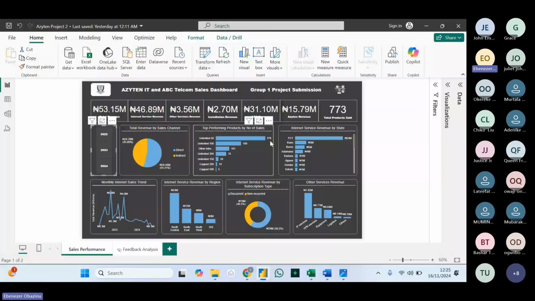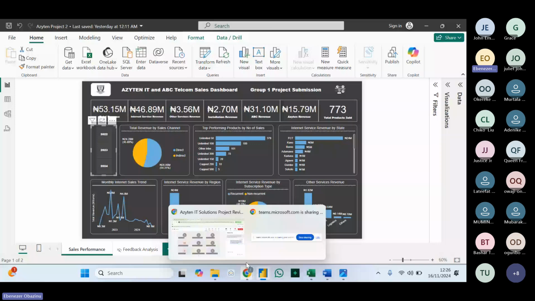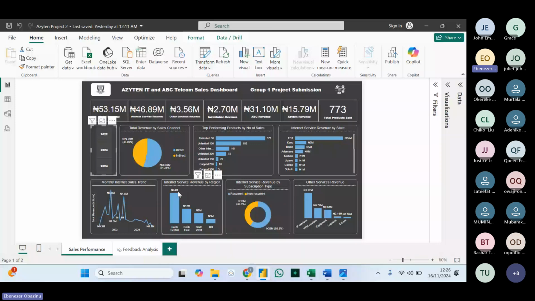So we also did internet service revenue by region. So how much are we making per region? Which region is the best region in terms of revenue? We have the North Central as the best region, 24 million naira revenue in total from internet service only, and we have the escort are just giving us 3 million only.